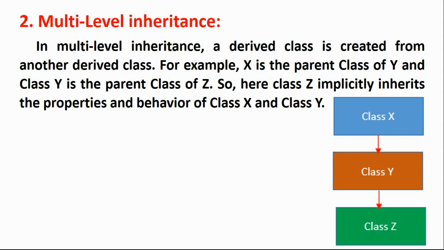2. Multilevel inheritance. In multilevel inheritance, a derived class is created from another derived class. For example, X is the parent class of Y and class Y is the parent class of Z. So, here class Z implicitly inherits the properties and behavior of class X and class Y.